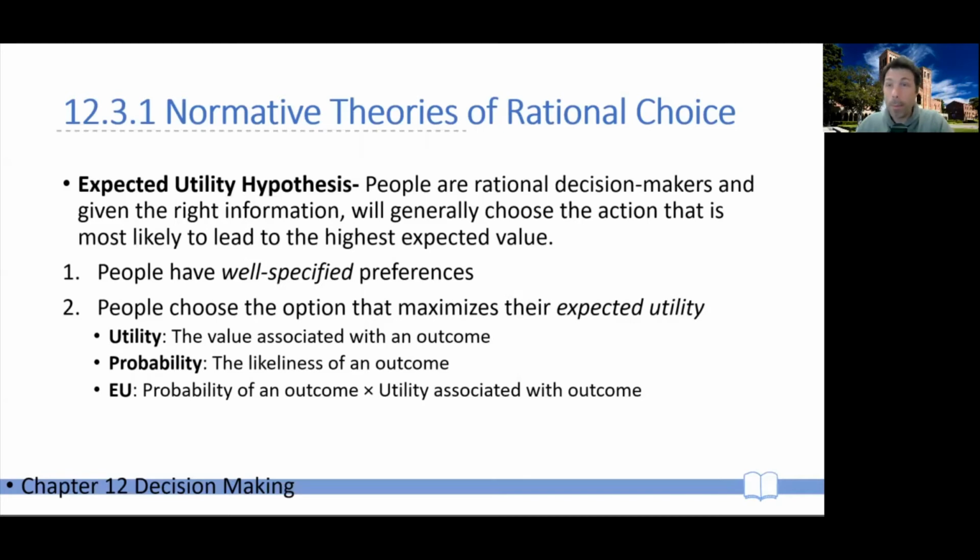Second, the probability, which means you need to have an appreciation for what is the likeliness of a certain outcome to occur. And if you know these two things, you can calculate the expected utility of a certain choice, which simply is the product of the probability that a certain choice will lead to a certain outcome, and the utility or the value associated with that outcome.